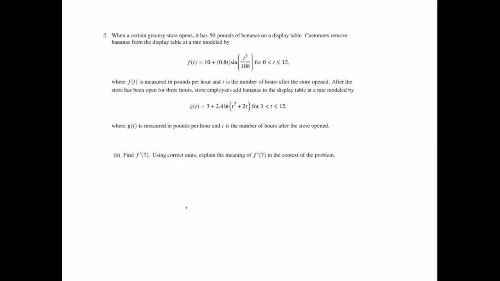Okay, for part B, it says to find f prime of 7. Well, we are given f, so to find f prime of 7, we are simply just going to use math 8. So we're just going to let the calculator find the derivative for us. If we do that, we're going to get negative 8.120.